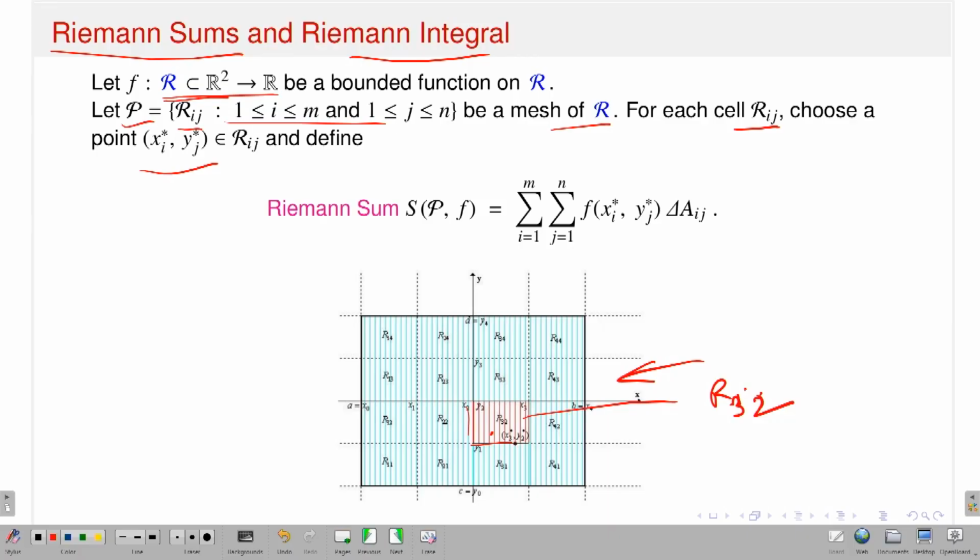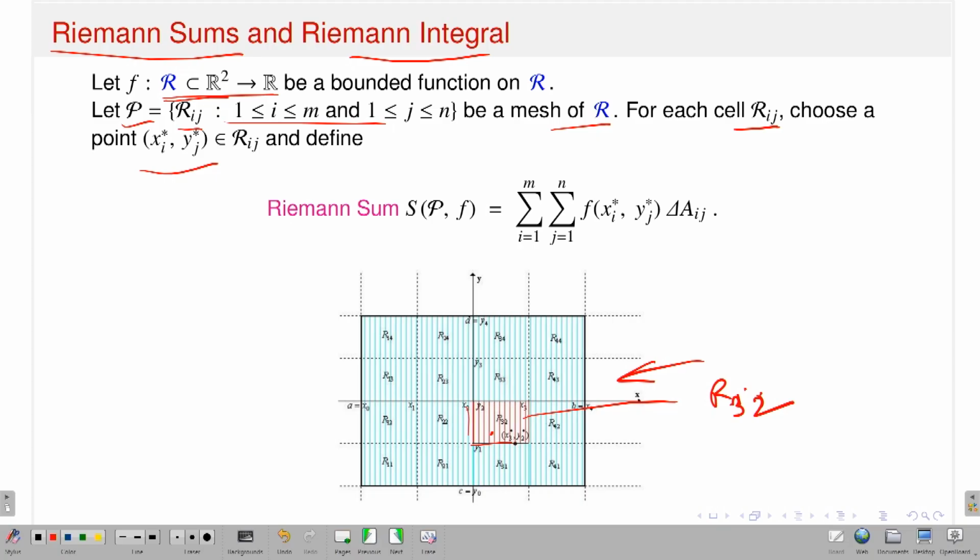So now it is quite clear: indices i and j, with i running over the partition of the interval [a, b] and j running over the partition of the interval [c, d]. You have a bounded rectangular region and a partition P whose ij-th cell is denoted R_ij, which is [x_{i-1}, x_i] times [y_{j-1}, y_j].